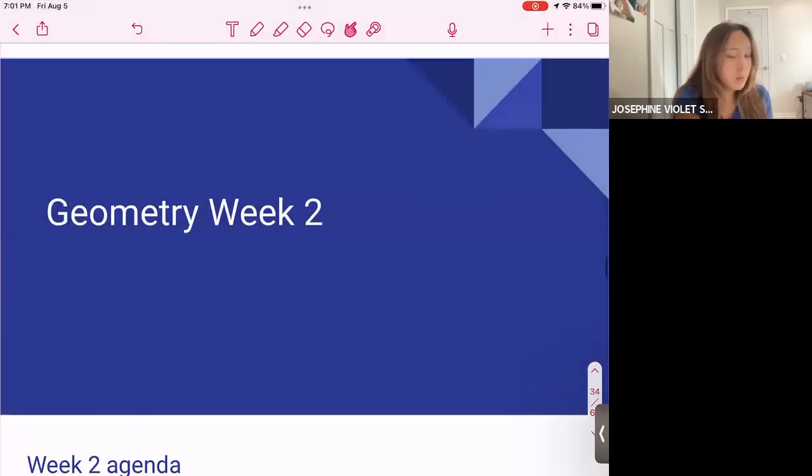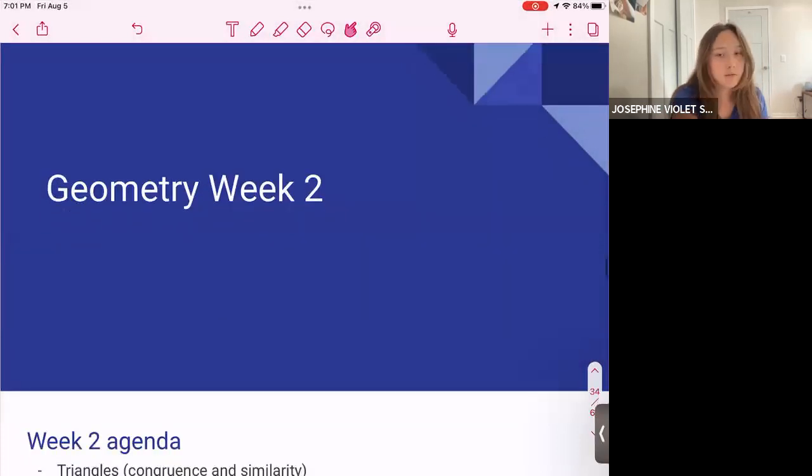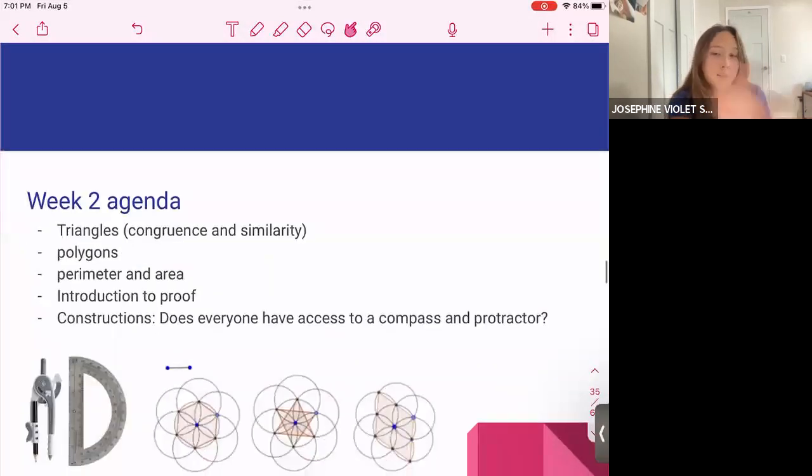On our agenda today, we have a bunch of things, being very ambitious this week. We're going to be covering triangles, mostly congruence and similarity, do a rough overview of polygons, kind of just a definition. We're going to learn some perimeter and areas, mostly related to triangles. We're going to do a quick introduction of proof that coincides with the congruence and similarity. And I don't think we'll have time to get to it, but I'm hopeful that we'll be able to start constructions today.